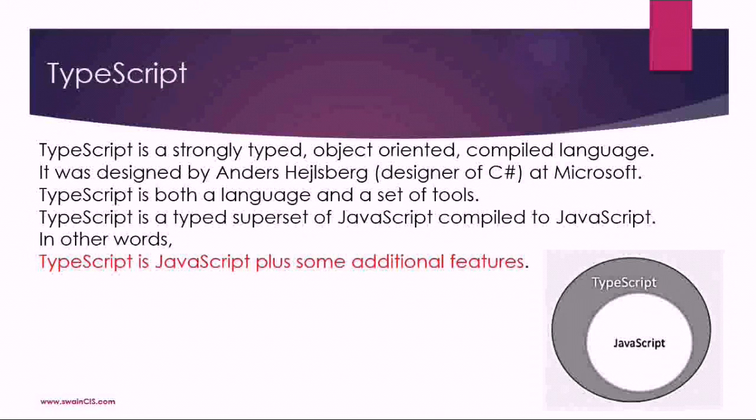TypeScript is a typed superset of JavaScript compiled to JavaScript. In other words, we can say TypeScript is JavaScript plus some additional features. In the diagram you can see the core is JavaScript and we are adding a number of functionality and tools, then it becomes TypeScript. At runtime, the browser doesn't understand TypeScript, it understands only JavaScript. So at runtime, Angular changes TypeScript to JavaScript. Got it?